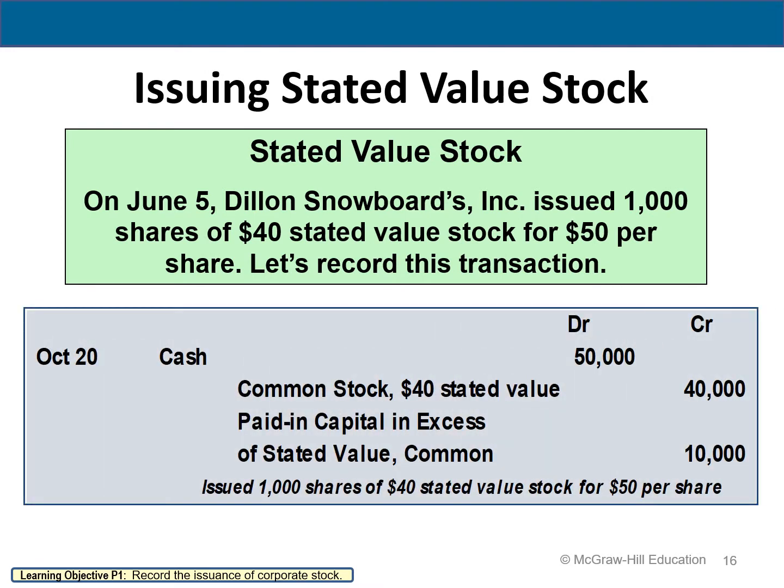All right, what if we issue stated value stock? Same thing. On June 5th, Dylan Snowboards issued 1,000 shares of $40 stated value stock for $50 per share. So you're going to take your $50 per share that you sell it for times your 1,000 shares. It's going to be your debit to cash for $50,000. Your common stock is going to get credited for the stated value. So that's your $40 per share times your 1,000 shares. And then you have paid in capital in excess of stated value for common stock, which would be your $10 per share times your 1,000 shares. So it's different words, stated versus par, but same exact idea. Okay?